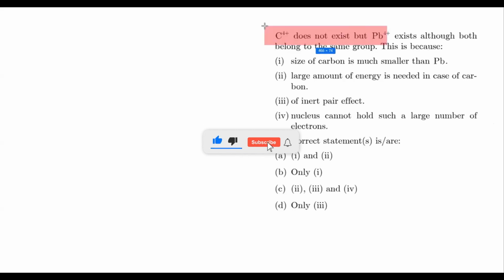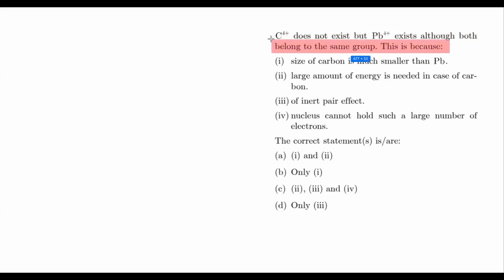The question here is C4+ does not exist, but Pb4+ exists, right? Although both belong to the same group. Same group here, they mean to say the group in the periodic table. Now, these are the possible options given to us. The size of the atom of carbon is much smaller than Pb. Size of carbon is much smaller, and large energy is needed.